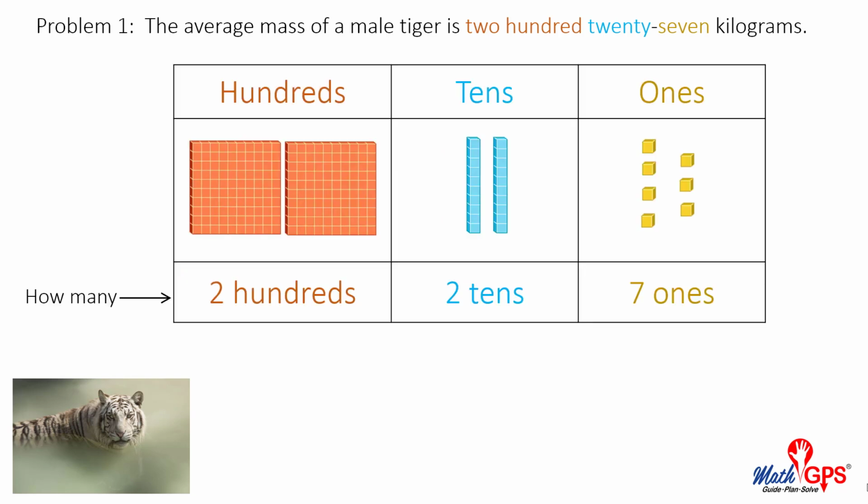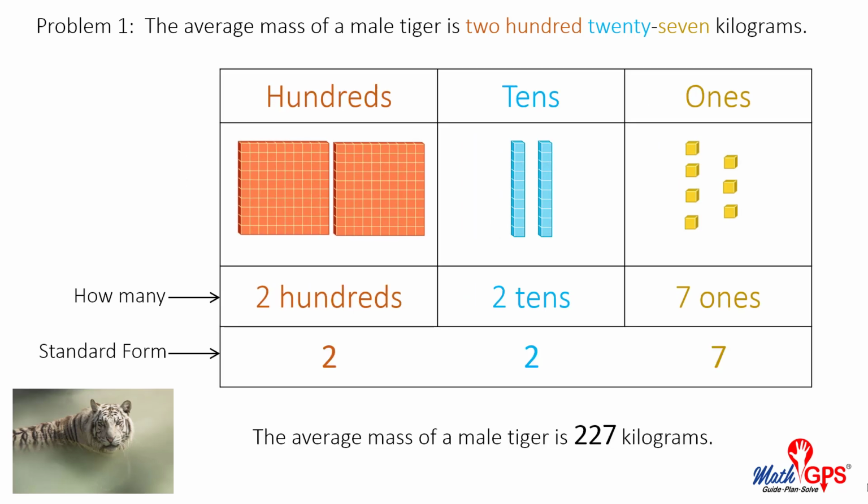A place value chart is a tool we can use to model and write numbers. Each column in the place value chart shows how many hundreds, how many tens, and how many ones are needed to represent the average mass of the male tiger. There are 2 hundreds, 2 tens, and 7 ones. We use only the digits 2, 2, and 7 to compose and write the number 227 in standard form. The average mass of the male tiger is 227 kilograms.